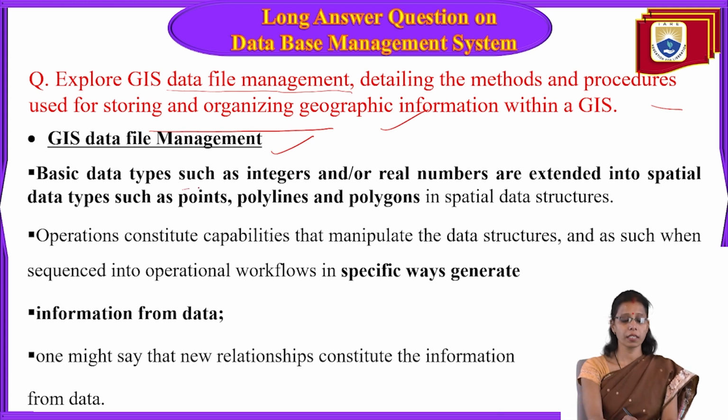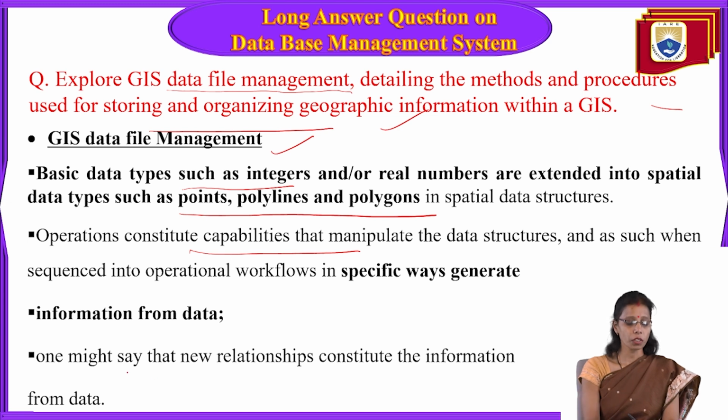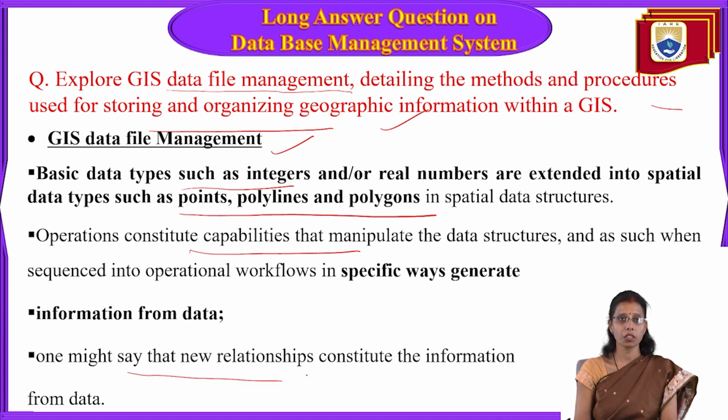So, basic data types such as integers or real numbers are extended into spatial data types such as points, polylines, and polygons. So, points, polylines, and polygons are the data types which are extended in this file management in the spatial data structure. Operations constitute the capabilities that manipulate the data structures, and are sequenced into operational workflows in specific ways to generate information from the data. So one might say the new relationships constitute the information from the data.